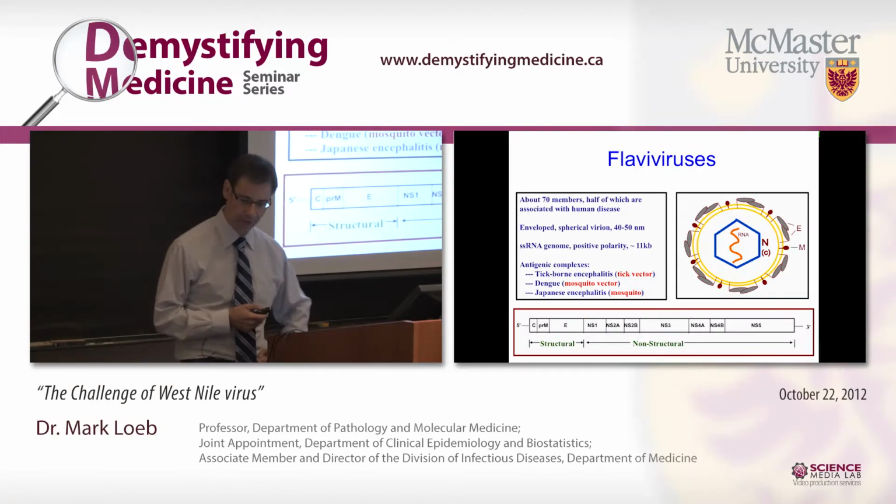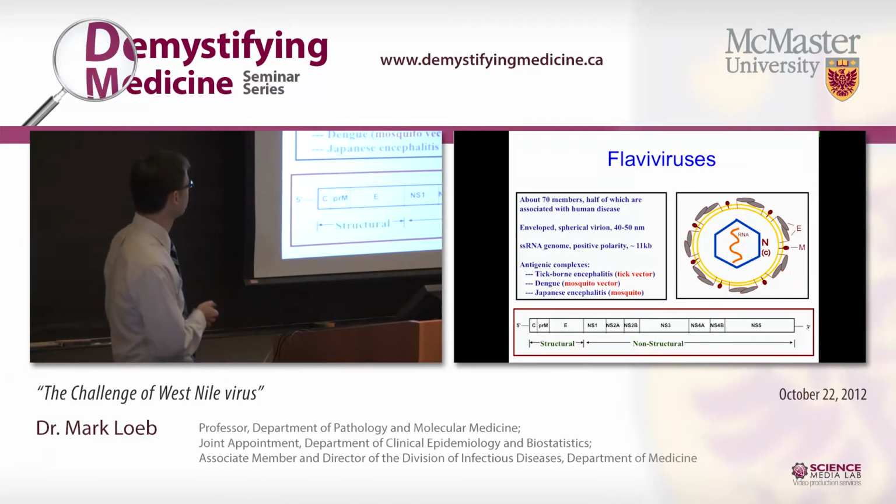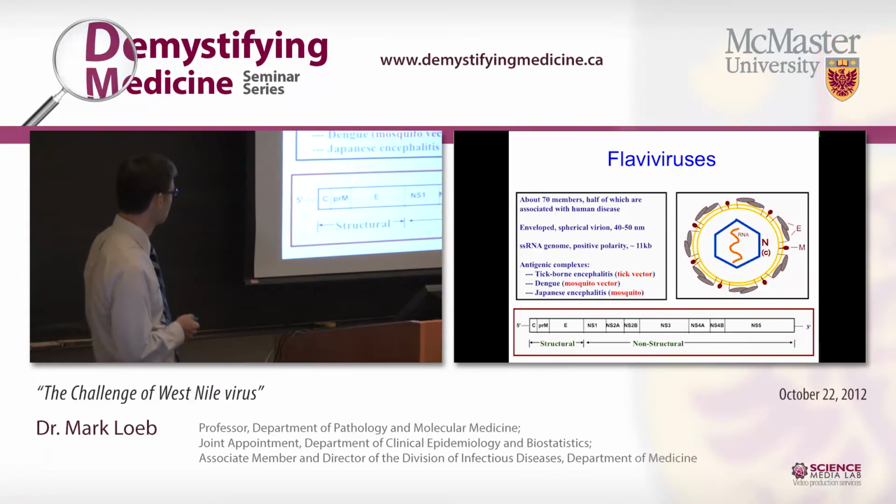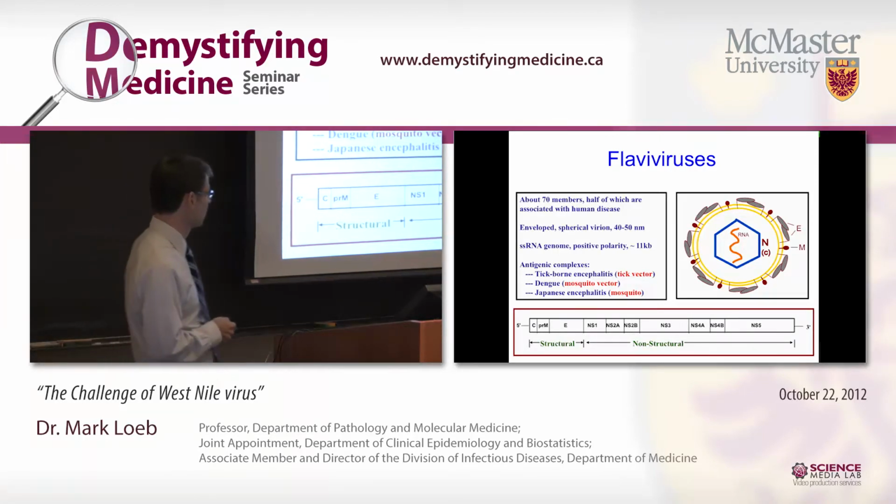As you can see here, West Nile virus is a Flavivirus. There are about 70 members, and these are RNA single-stranded viruses with an envelope, and they're spread either by ticks or by mosquitoes. Their genome can be looked at in terms of the structural and non-structural coding components, including the capsid, membrane protein, the envelope, and all the non-structural genes.